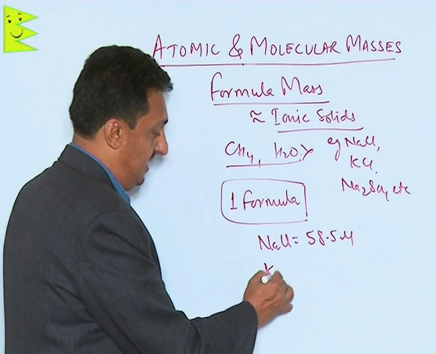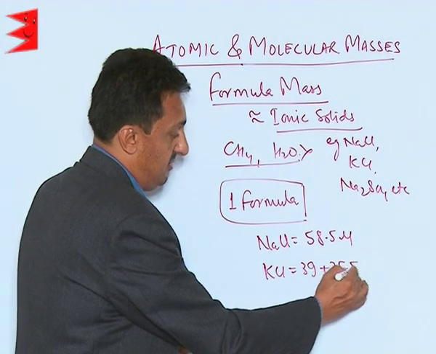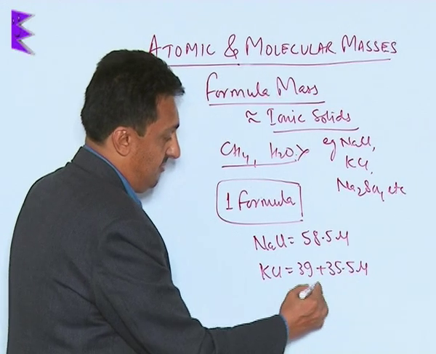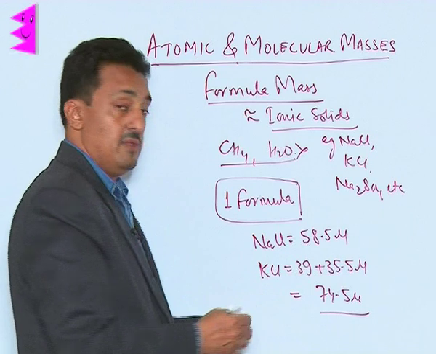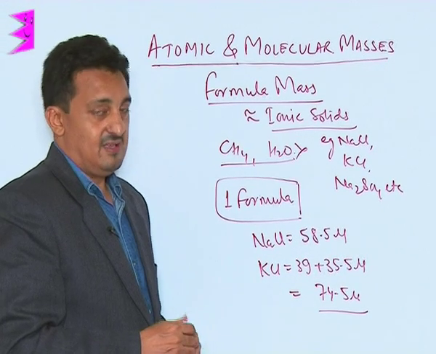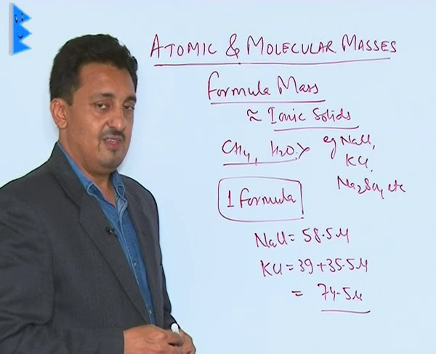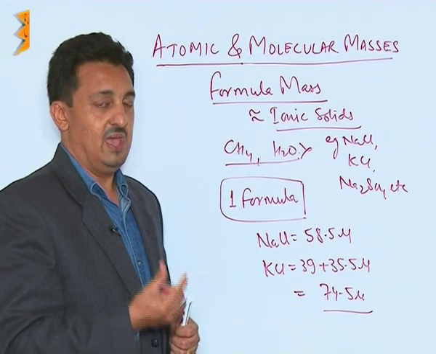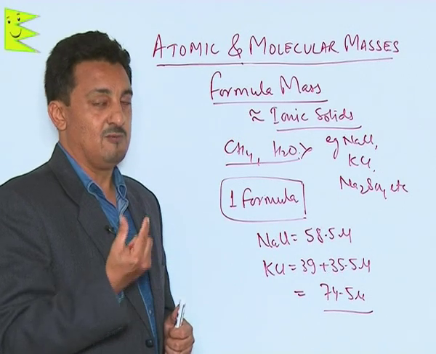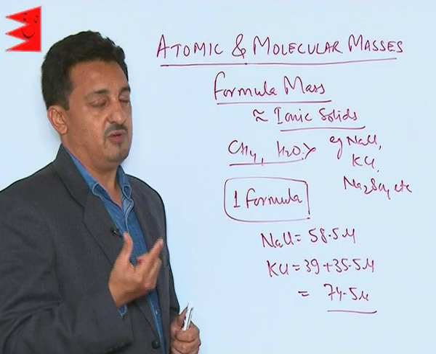For KCl, it will be taken as 39 plus 35.5 u, which will actually be 74.5 u. So this is how formula mass comes into existence, which is mainly used for ionic solids or the solids which do not have discrete molecules. That is why their one simplest formula is given a mass which is called one formula mass.